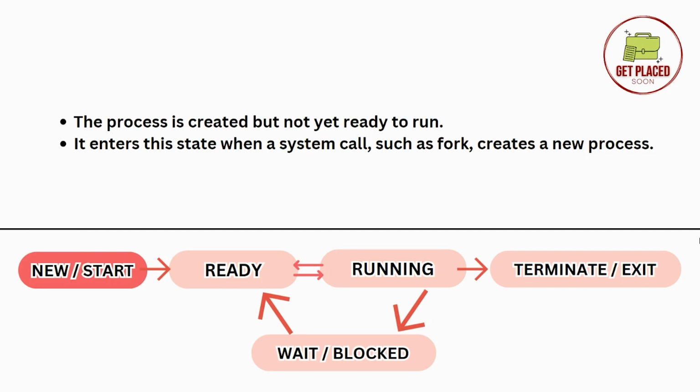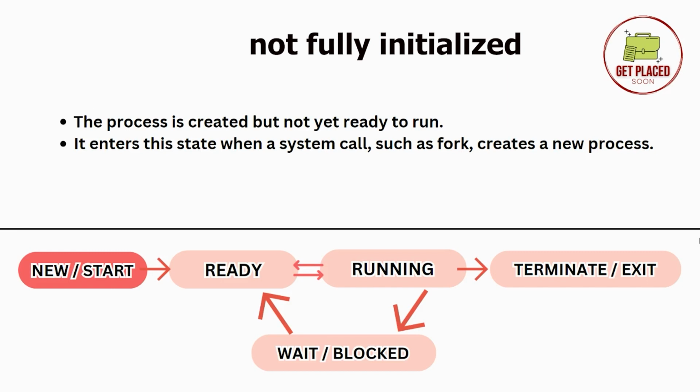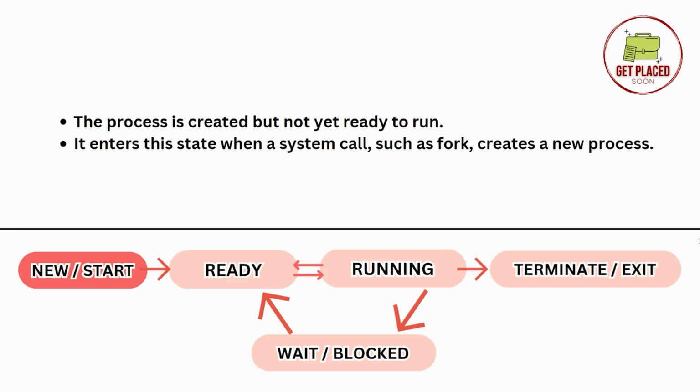The first state we are going to discuss is new. In some places you can see words like start or create. This is a stage where the process is being created but is not fully initialized. That's why, look at the first point: the process is created but not yet ready to run. And this will be in the secondary memory.